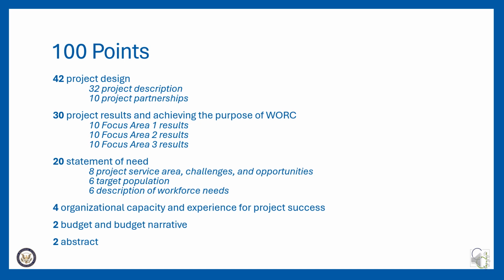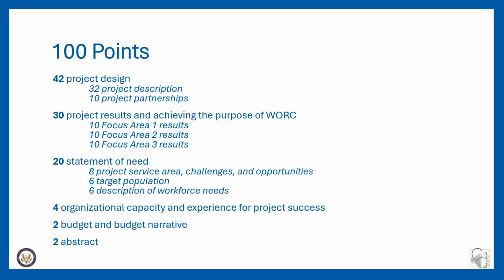Within those 32 points are 18 points for your project overview, 6 points for your project description connected to focus area 1, 4 points connected to focus area 2, and 4 points connected to focus area 3. So altogether, 32 points for project description. Under that main project design section is also 10 more points for project partnerships. Another 30 points come from the project results and achieving the purpose of work section, with separate points again for each of the 3 focus areas.